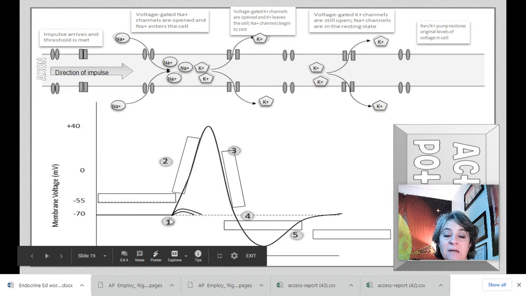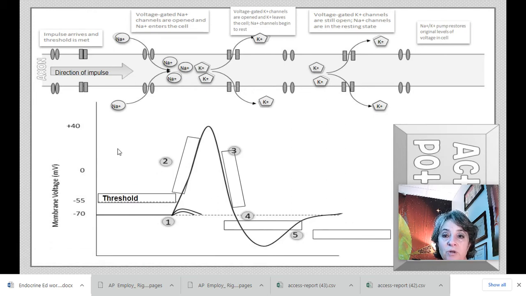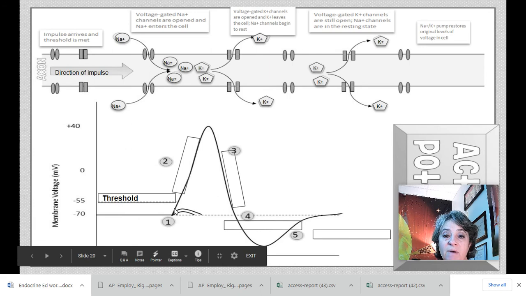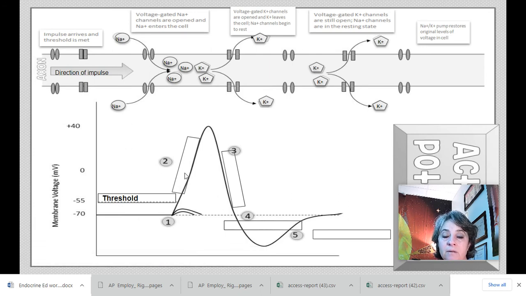So at the first point, this is this part right here where the impulse arrives. It hasn't really sent off the electricity yet. So that first blank will be the threshold. That's what that's talking about here with threshold. So it's coming. We've met the threshold, so now we can send electricity. And so number 2 is called depolarization. Depolarization is when the sodium goes in and potassium comes out.